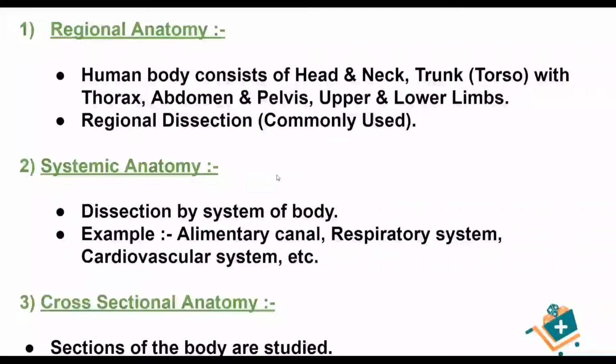And systemic anatomy is dissecting the body according to the systems of the body. You know there are many systems present in our body. We have a slide that will discuss the systems of our body. That is the alimentary system, or the gastrointestinal tract, which consists of the mouth, the esophagus, the stomach, the rectum. This is the alimentary canal. And then the respiratory system consists of the trachea, the lungs, the bronchus, all these things. And the cardiovascular system is the heart, artery, vein, all these things. So dissecting the body based upon the systems is called systemic anatomy.